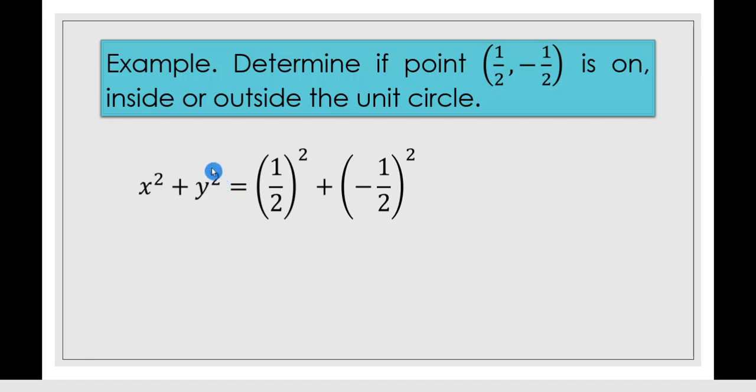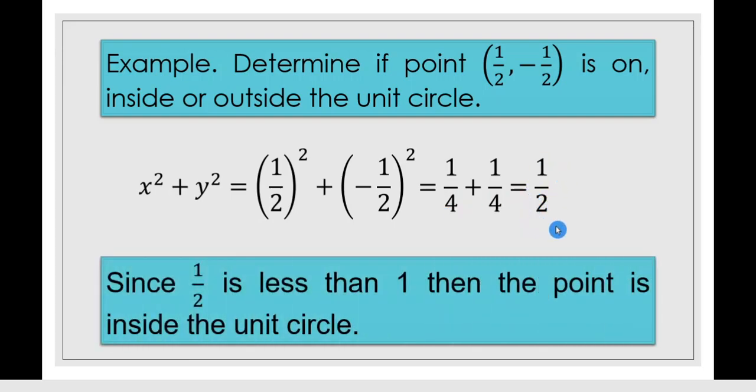That is the x squared plus y squared. All we have to do is substitute the x and y coordinates in x squared plus y squared. So, our x coordinate in here is 1/2. So, 1/2 squared plus our y coordinate, negative 1/2 squared. Then, simplifying this, 1/2 squared would be 1/4. Negative 1/2 squared is still 1/4. 1/4 plus 1/4 is 1/2. So, since 1/2 is less than 1, then the point is inside the unit circle.